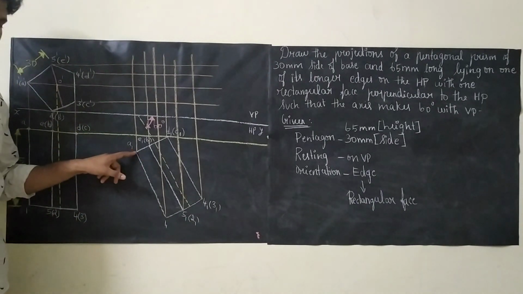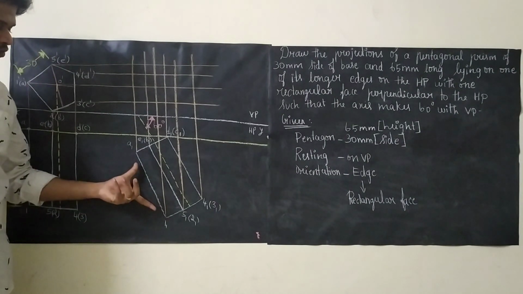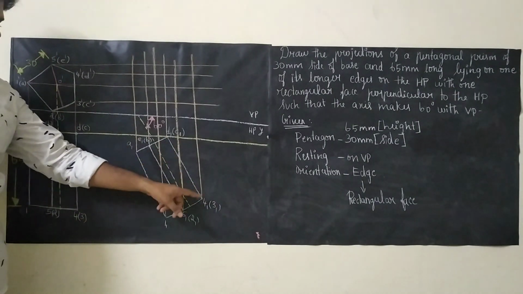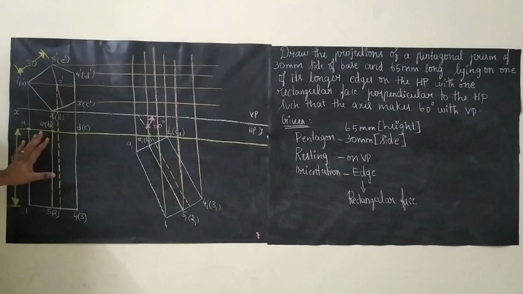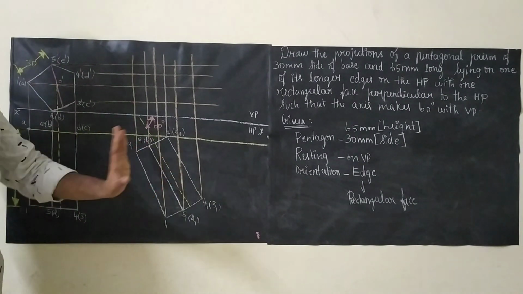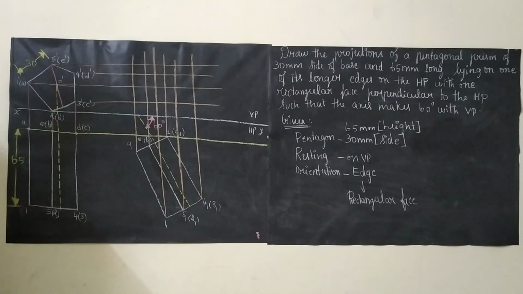Keep your protractor here and draw a 90 degree line. So the length will be 65 and here also 65. Just join this box. I am just going to replace and tilt this box to 60 degree. That's what I am doing.